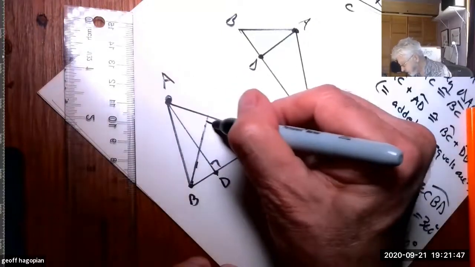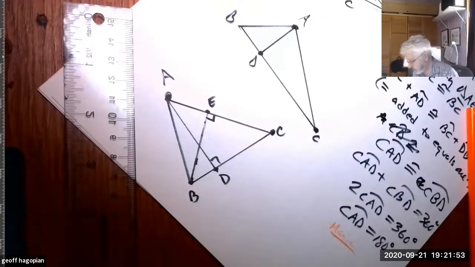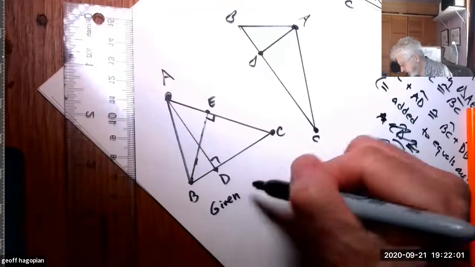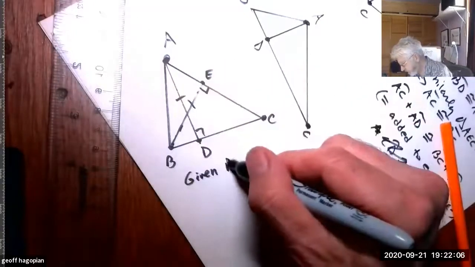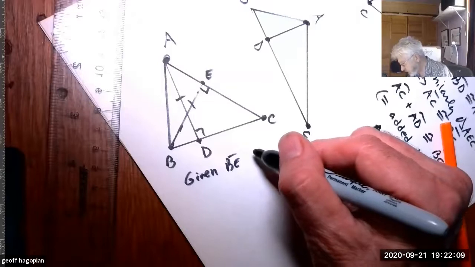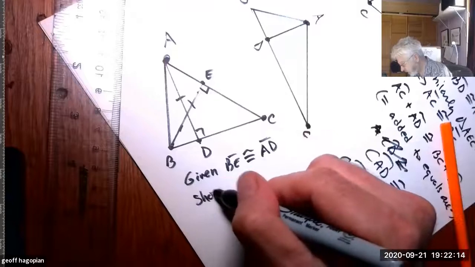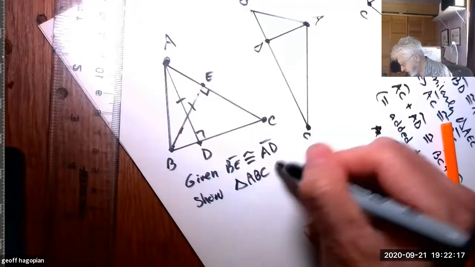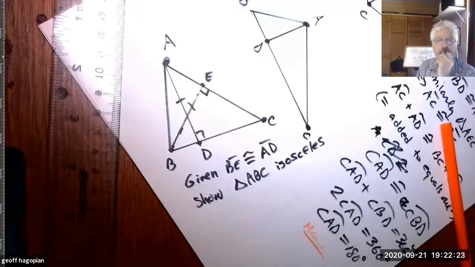So, okay. So given that BE is congruent to AD, we'd like to show triangle ABC is isosceles. And the baby step here is to let ABC have congruent altitudes, draw the figure for reference.